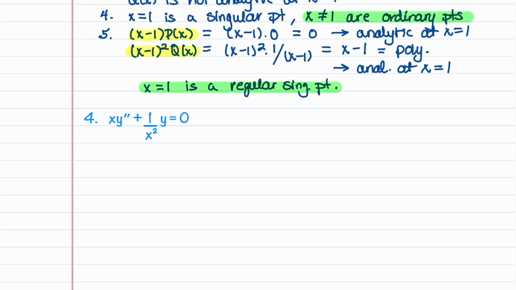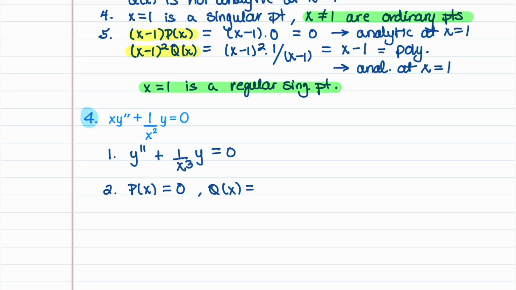Let's now look at our last example. The first thing we want to do is put our equation in standard form, so we're going to divide by x. So we have y double prime plus 1 over x cubed times y is equal to 0. Second step is to find p of x and q of x. Just like in example 3, p of x is equal to 0 because we have no y prime term. And then q of x is equal to 1 over x cubed.